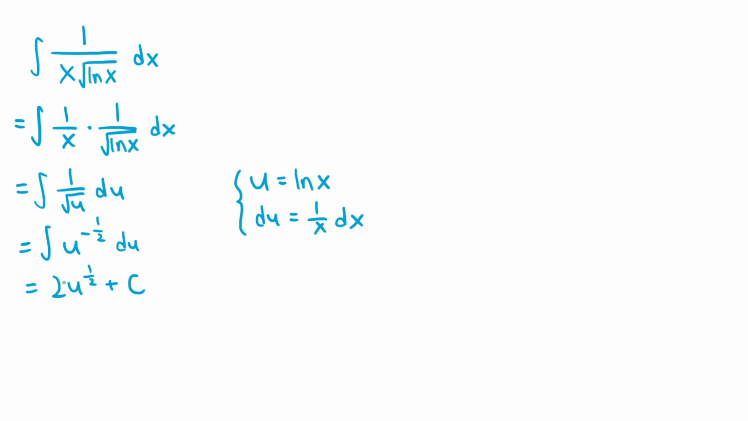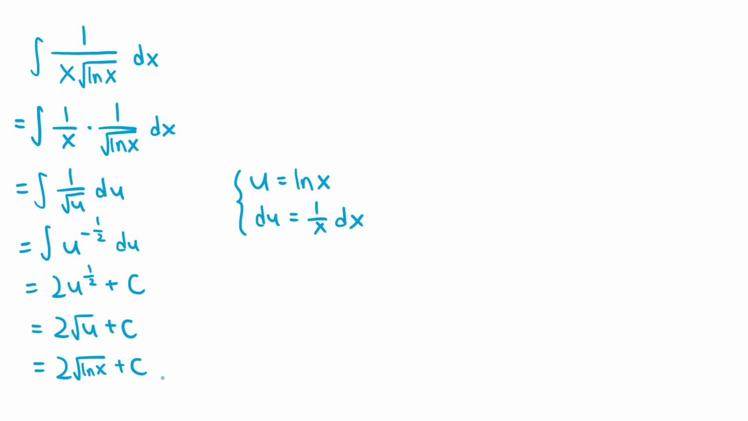Well, we can actually rewrite 2u to the power of 1/2 as 2 times the square root of u, and the plus c stays the same. And now we need to substitute ln x for the u. So this is just equal to 2 times the square root of ln x plus c.